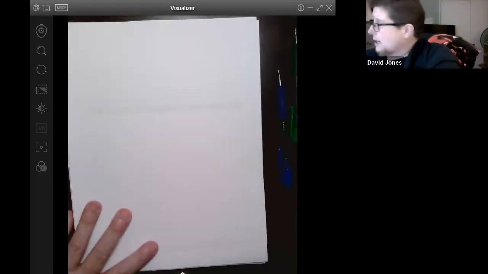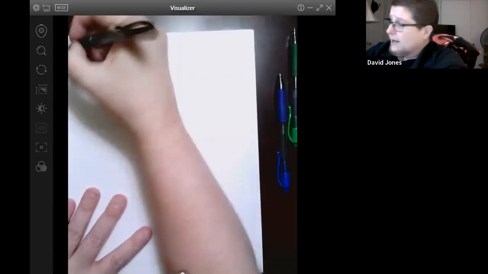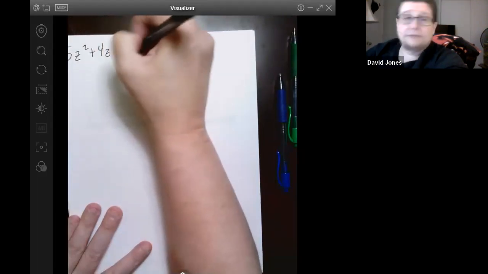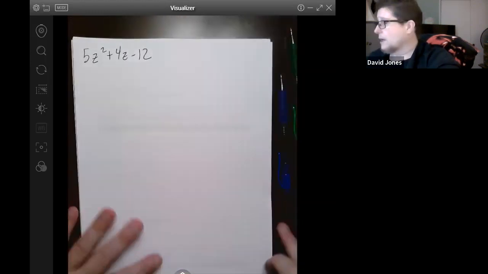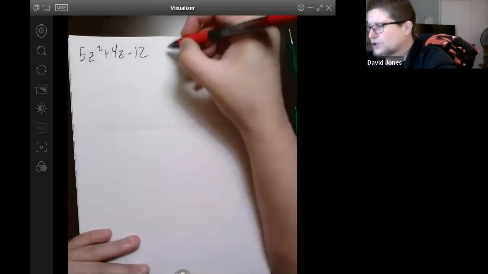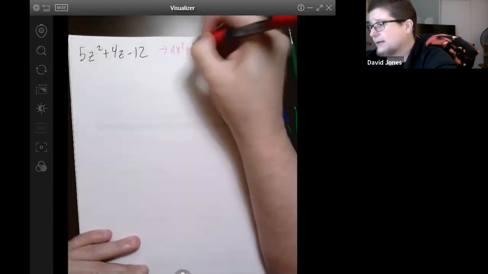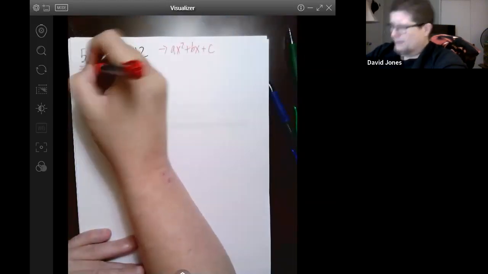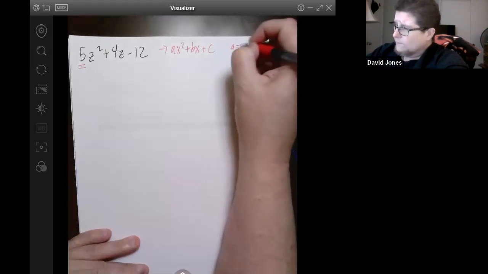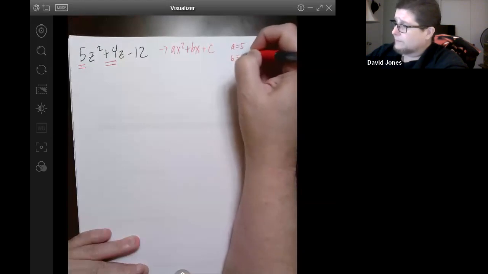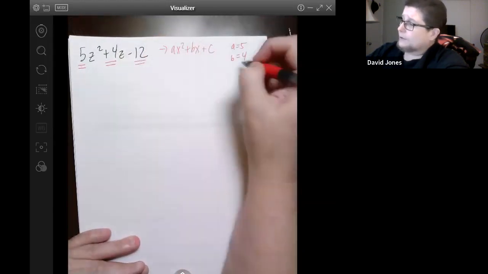So new page. I'm going to use z's this time. Why not? 5z squared plus 4z minus 12. If I treat this as like ax squared plus bx plus c, my a is that number, 5. b is the number in front of z, that's 4. And c is that number, -12.